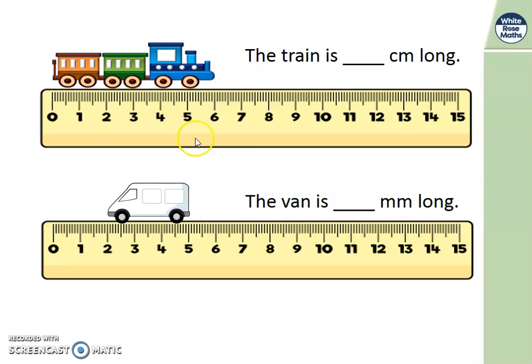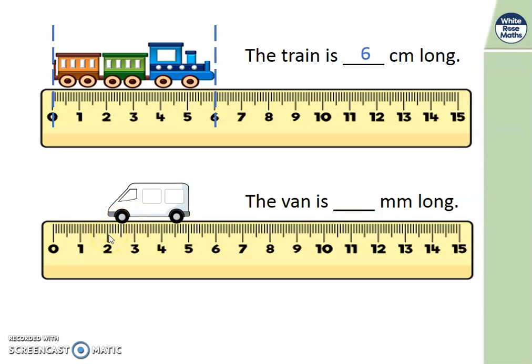Let's try this problem. The train is so many centimetres long. Now we can see it starts on 0, and where does it end? 6. So it is 6 centimetres long. But what about the van? The van doesn't start on the 0, it starts on the 2.